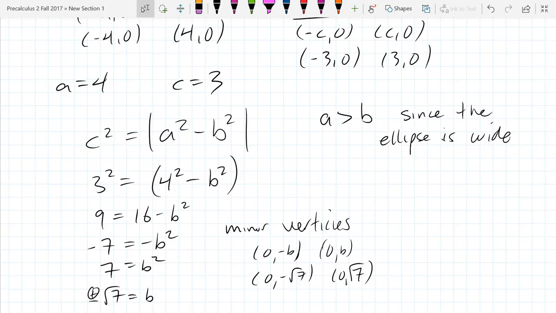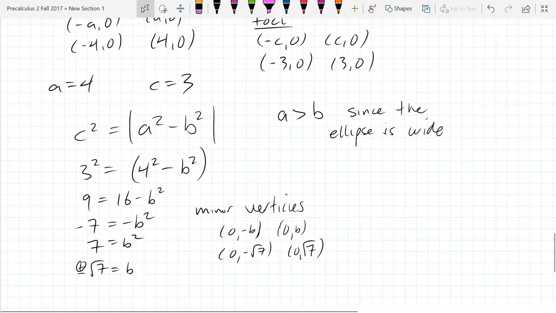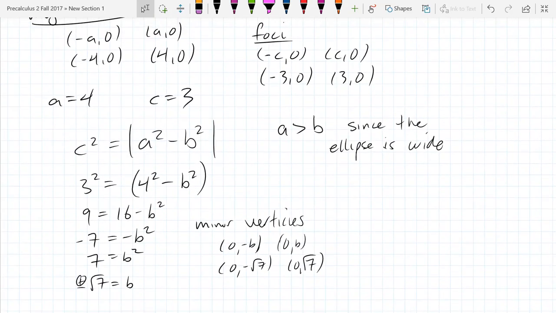Well, that's a good question. So we'll look for that. Basically, we're going to have a shift h and k. So it'll be very similar. All right, so we're going to do a few more problems centered at the origin, then we'll shift it over.